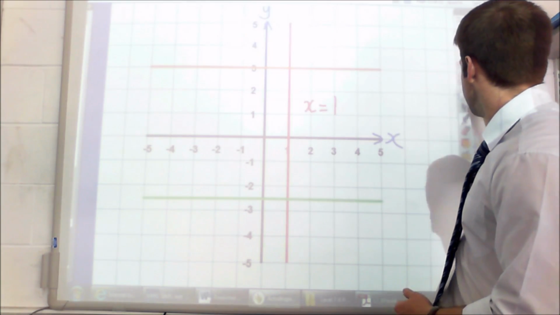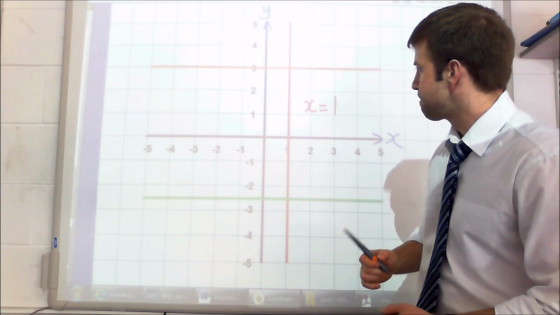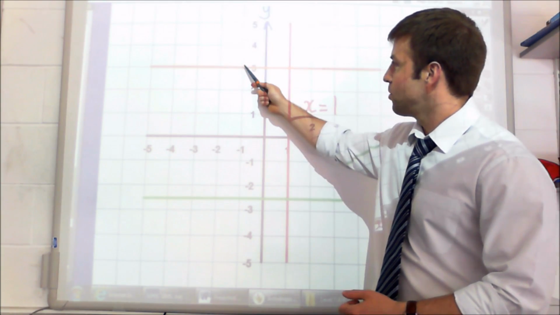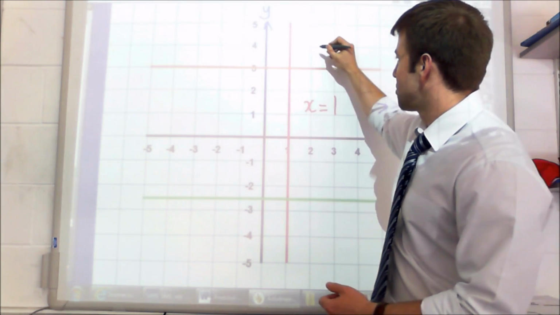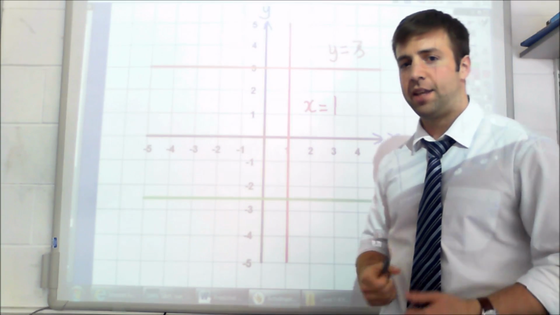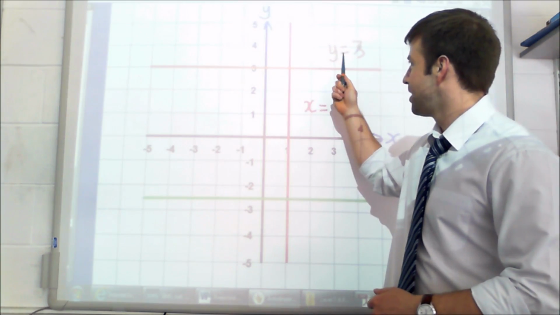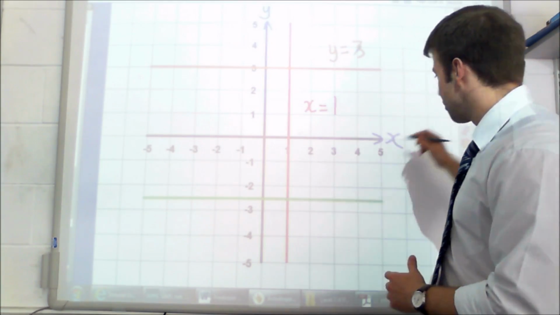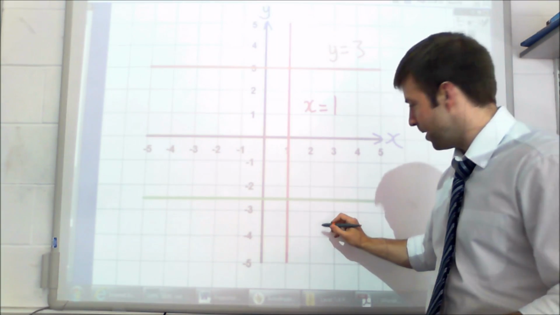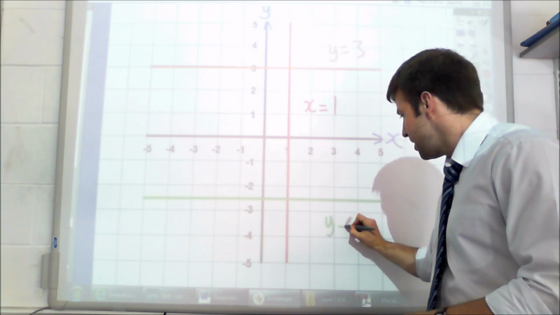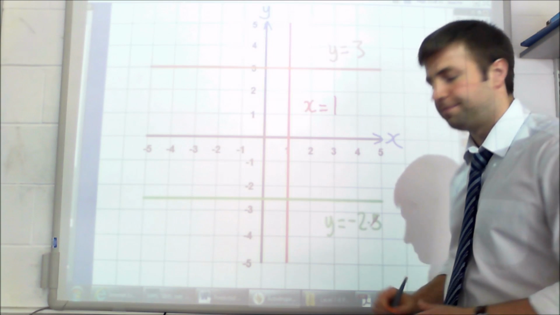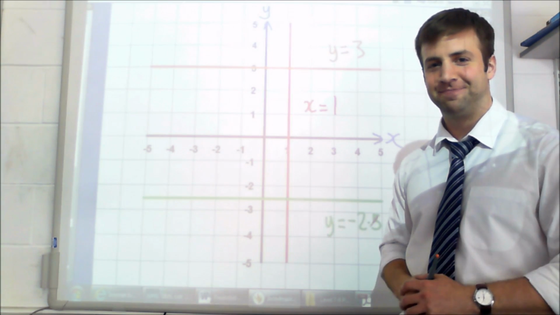Next, amber equation. A little bit trickier now. It's not going to be an x-ordinate that stays the same, it's the y-ordinate that stays the same. So in this case, the y-ordinate is always 3. The equation of the graph is y equals 3. And the green, a little bit trickier, but pretty similar to the amber. In this case, y equals -2.5. How did you get on?